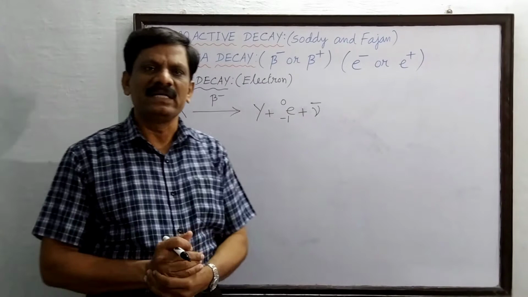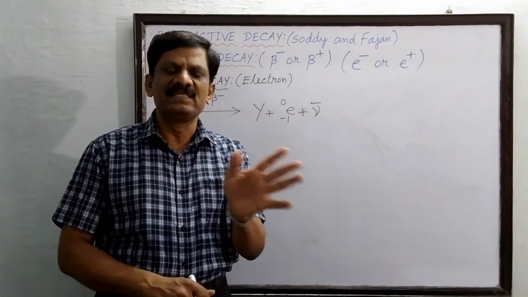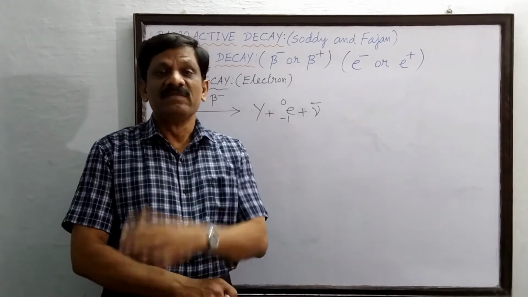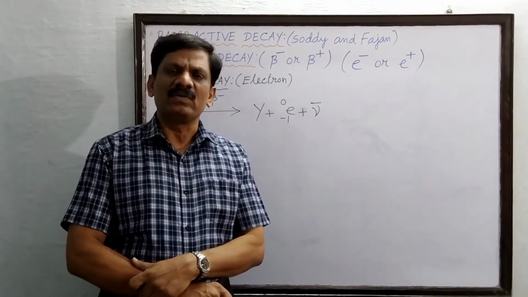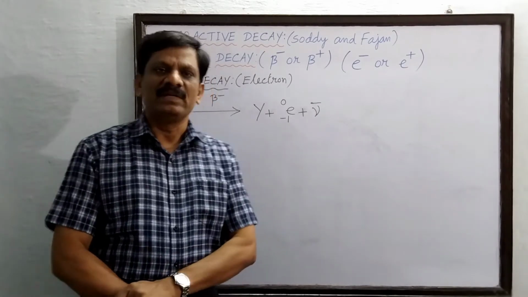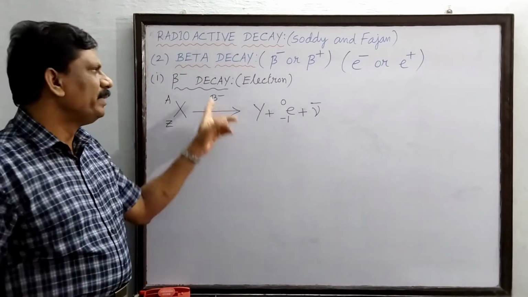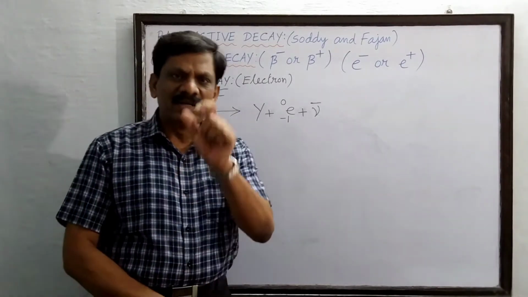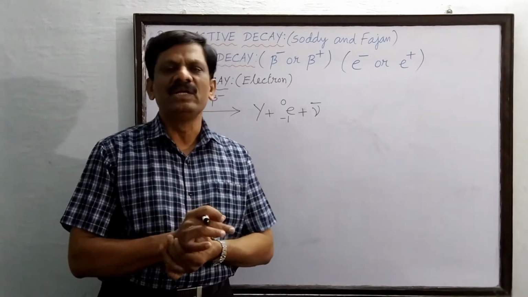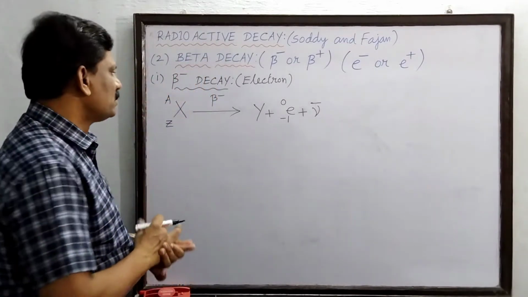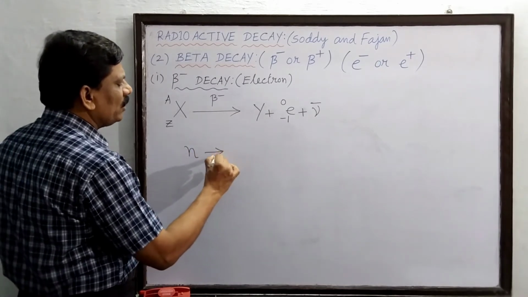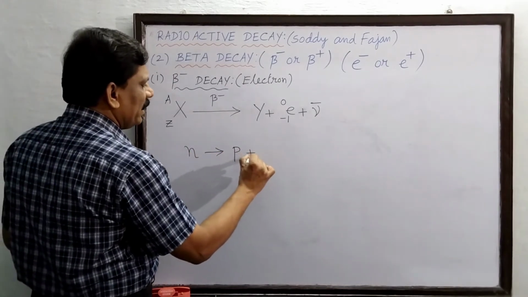Now we have heard that an electron does not pre-exist inside the nucleus. The nucleus contains only the neutrons and protons. Then from where is this electron coming out? If there is no electron inside the nucleus, how is it possible? It is because during the beta minus decay, an electron is produced due to the splitting up of a neutron into a proton and an electron. So this is possible because a neutron is splitting into a proton and an electron.